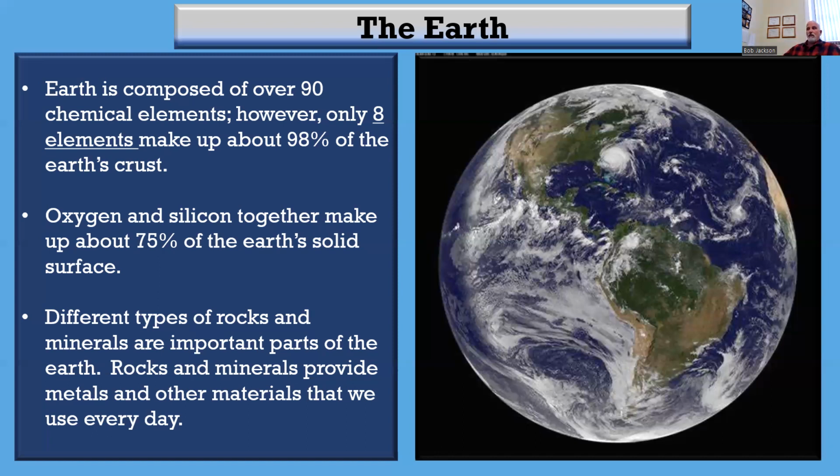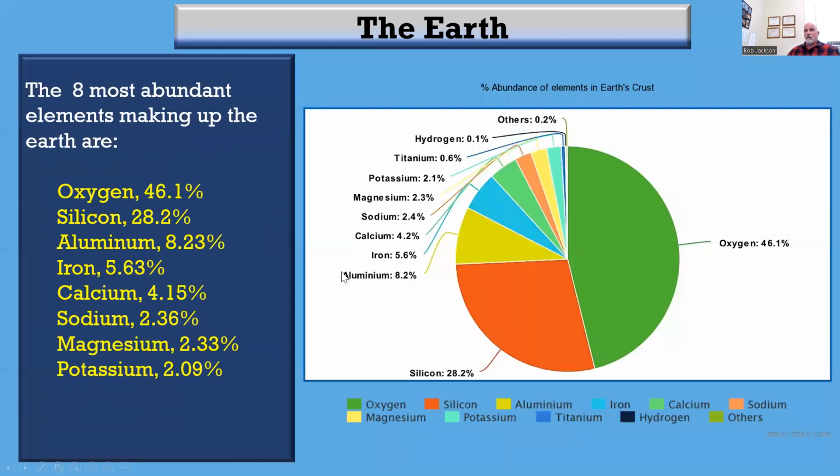Then we're going to get into talking about different types of rocks and a little bit about minerals. From minerals and rocks, we get a lot of the metals that we use every day, like iron and copper and gold and silver, zinc, titanium. They use titanium in a lot of things today. All those metals come from rocks and minerals in the earth, and we mine them and process them at smelters and industrial plants. So moving on here.